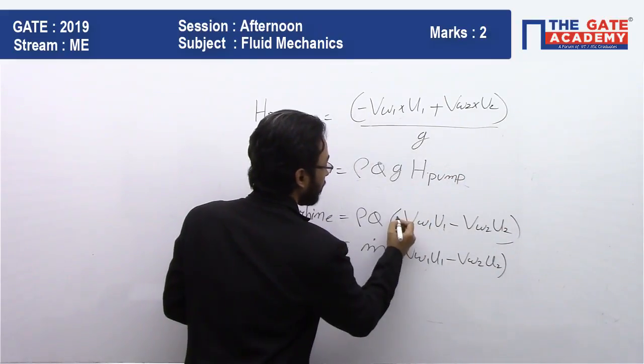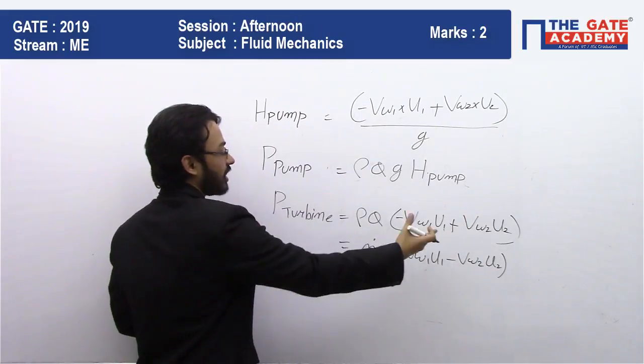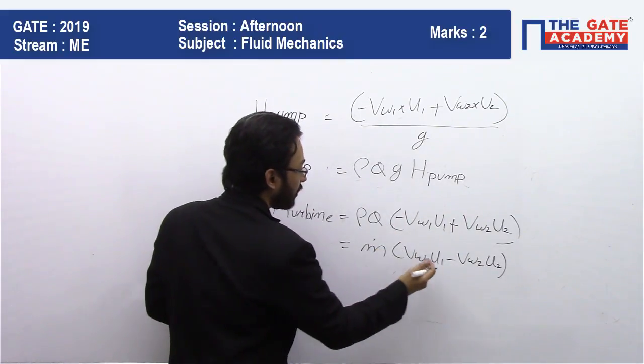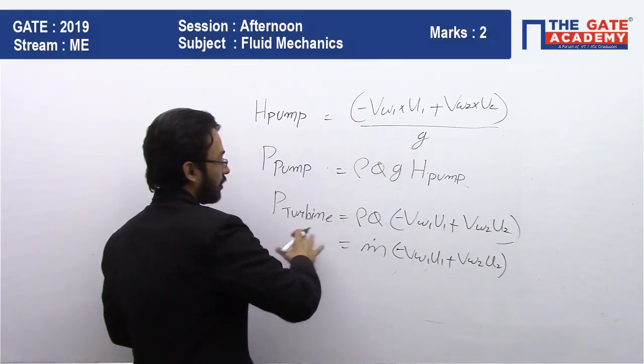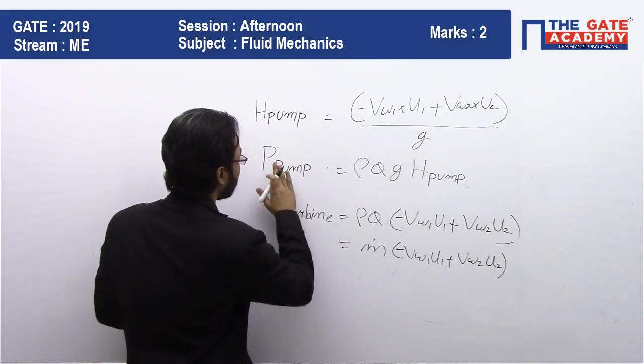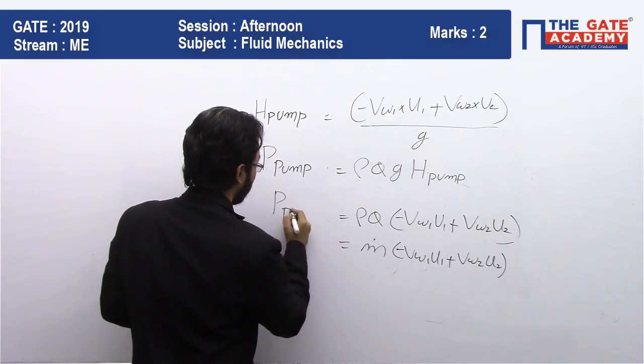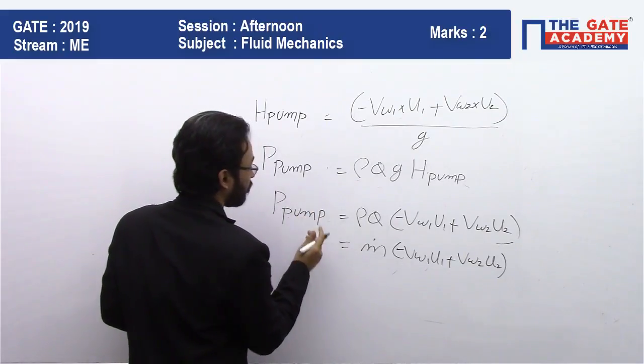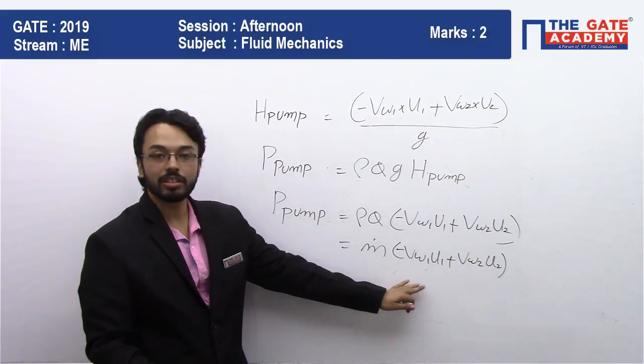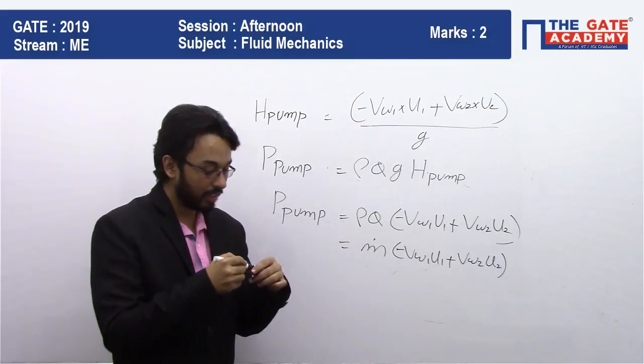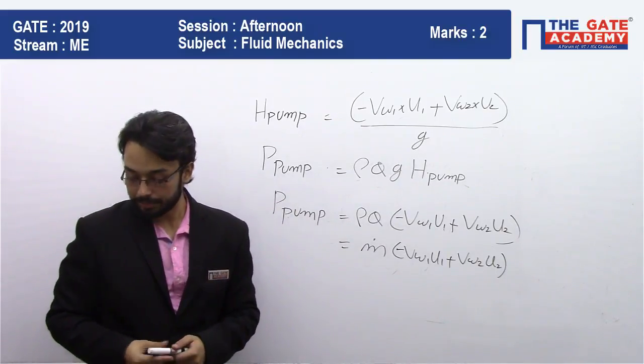Which is essentially minus plus. Just add a minus. Plus and minus. So now we have the equation for the pump, the power produced by the pump. Write down this equation. This will come in handy next. Let's see how to proceed further.